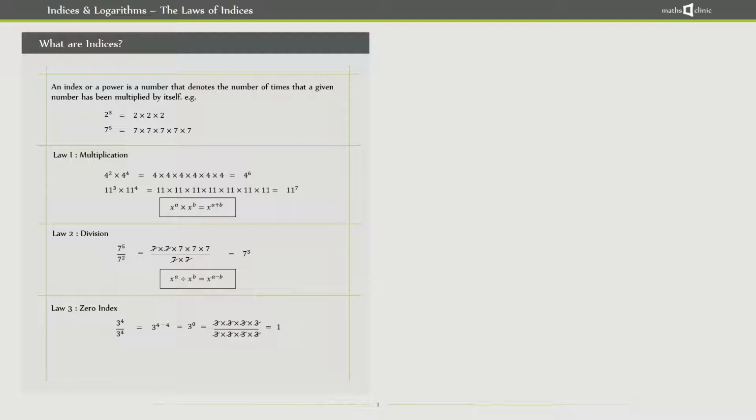What is the law here? Anything, absolutely anything. Sometimes you even have it in algebra, you can have y to the power of 0, it still gives you 1. Anything at all to the power of 0 is 1. Okay, and that is our third law. X to the power of 0 equals 1.